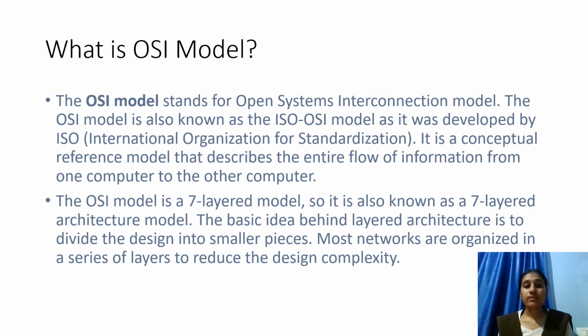It is a conceptual reference model that describes the entire flow of information from one computer to the other computer. The OSI model is a seven-layered model, so it is also known as a seven-layered architecture model. The basic idea behind layered architecture is to divide the design into smaller pieces. Most networks are organized in a series of layers to reduce the design complexity.